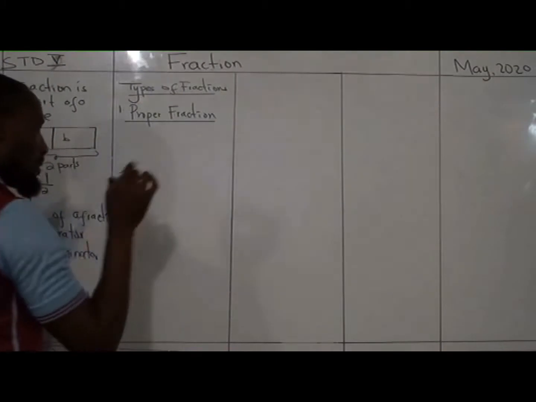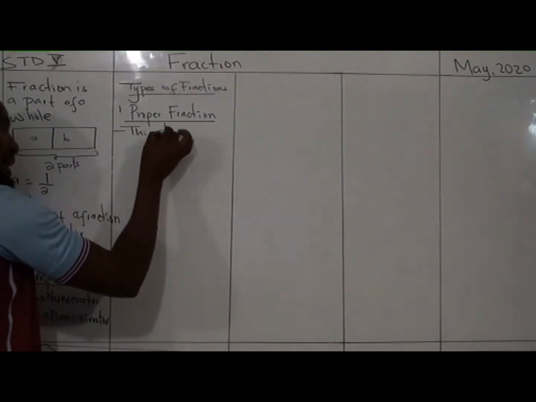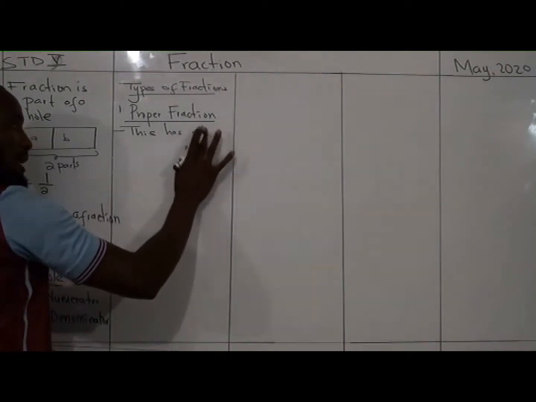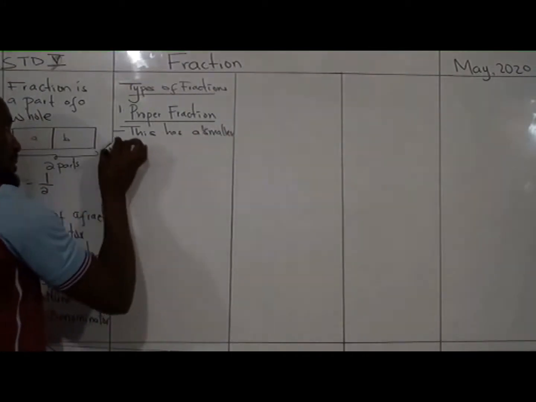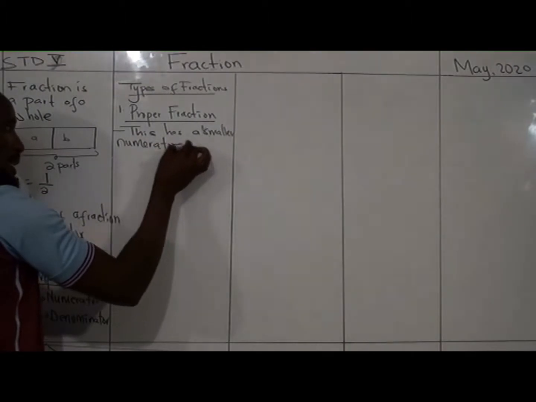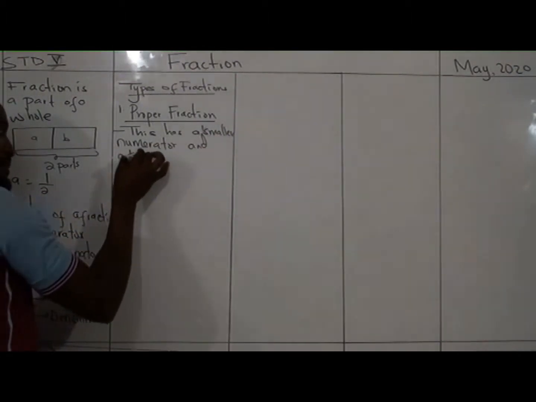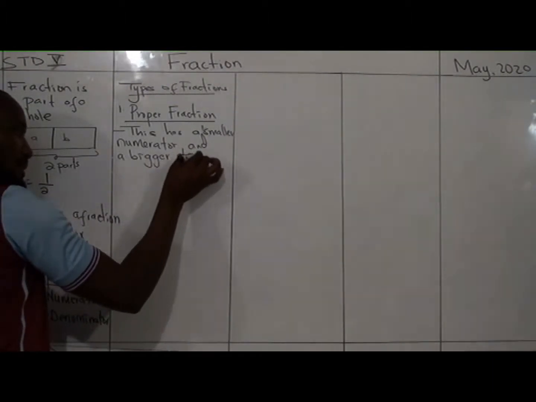Example, or let's say it, this has a smaller numerator and a bigger denominator.